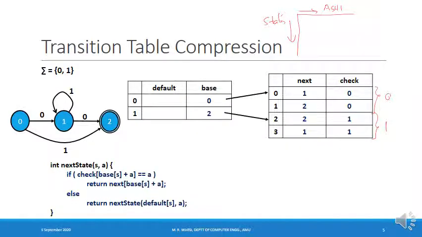So that means this will be storing the transition from 0 on 0, and this stores the transition from 0 on 1. This stores the transition from 1 on 0, and this stores the transition from 1 on 1. So the base location of the block which is assigned to a state is stored in the base array.